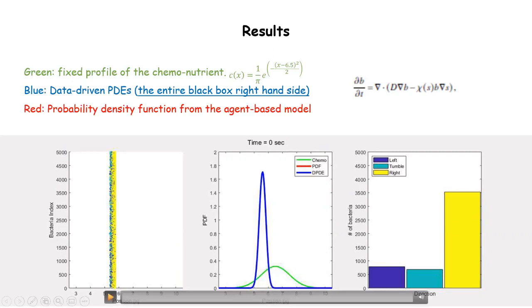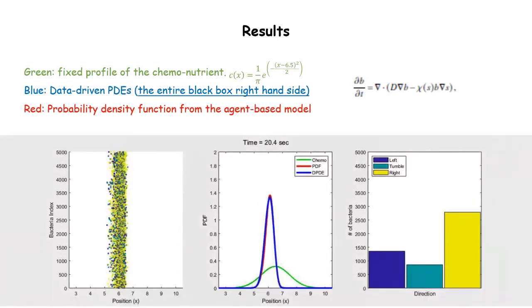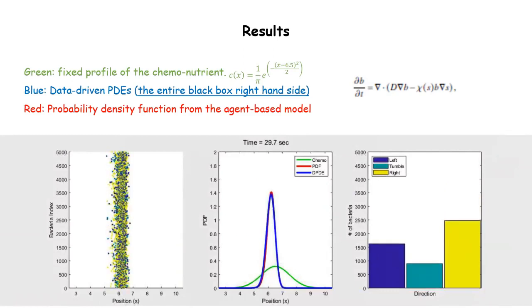Okay, you run it and you will see that they are not perfect. Sometimes you can see the red curve a little bit off. Please note that as they come close to the center with the highest food, the percentage of left going and right going starts becoming common. So this is a case where we learn the entire right-hand side black box of the Keller-Segel type equation.